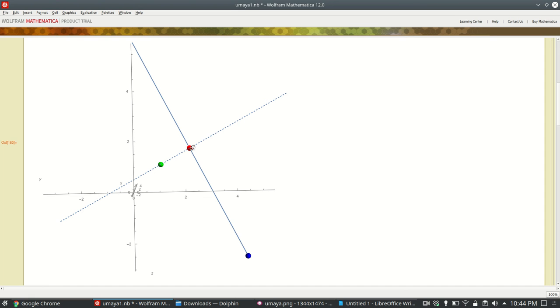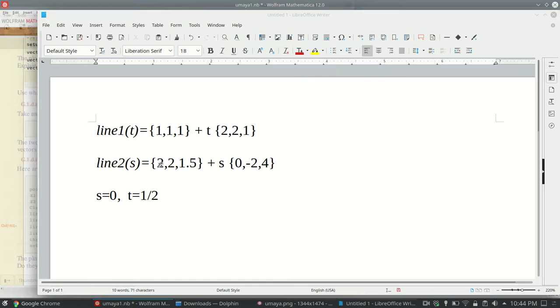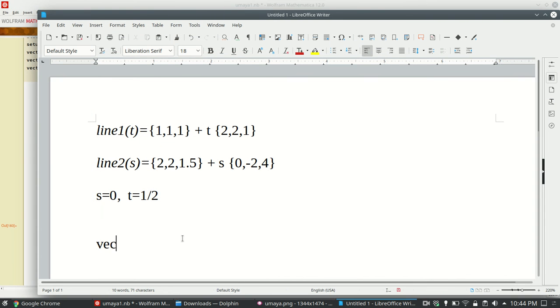The vector 2, 2, 1.5, that's this red point, minus 1, 1, 1, that's this green point, that vector is on this line, on line 1. So that's why I subtracted them. Subtracting these points gives me a vector. My vector on line 1 is 2, 2, 1.5 minus 1, 1, 1, and that gets me 1, 1, 1.5. So that is a vector on line 1, right?